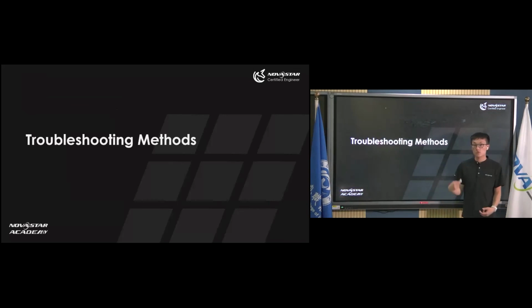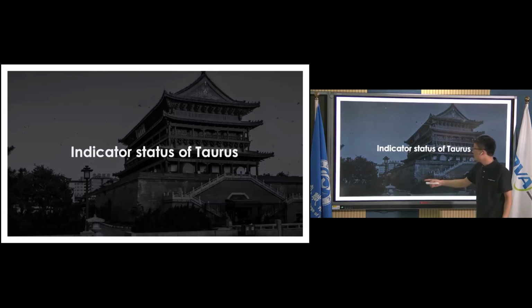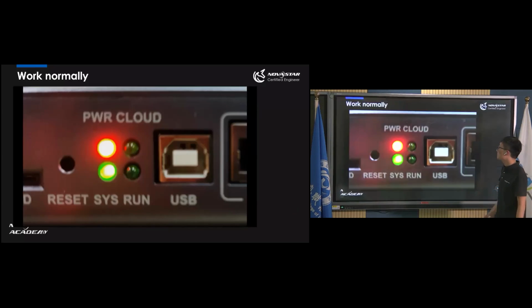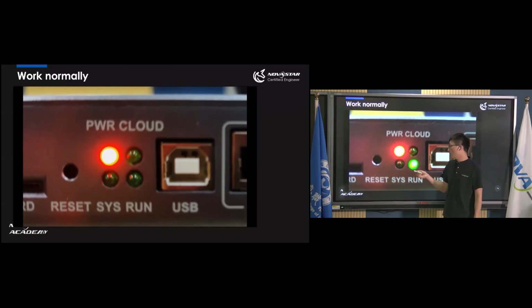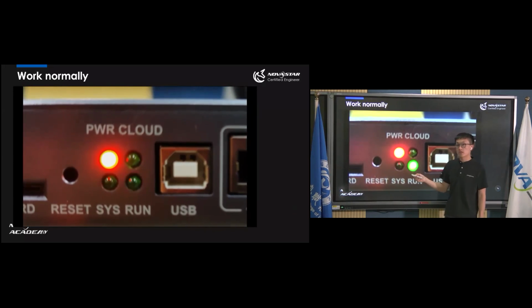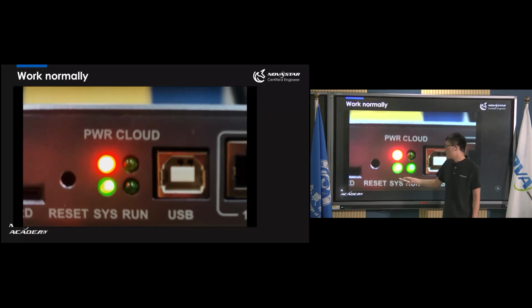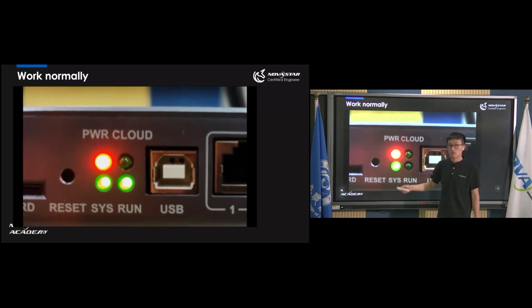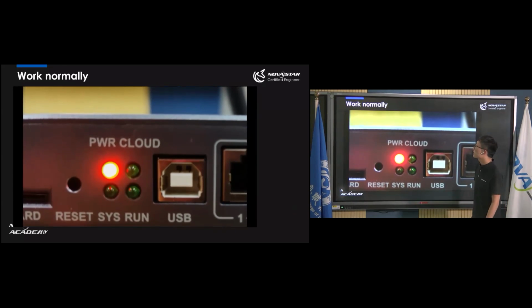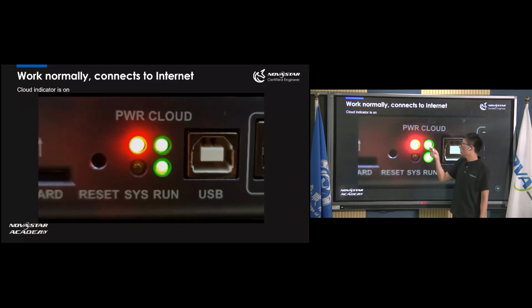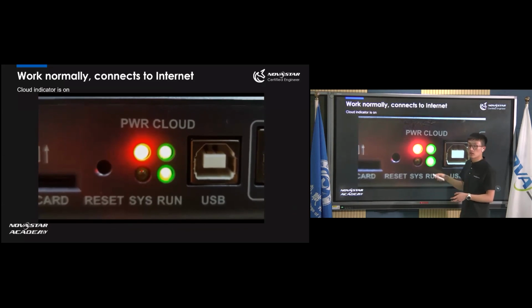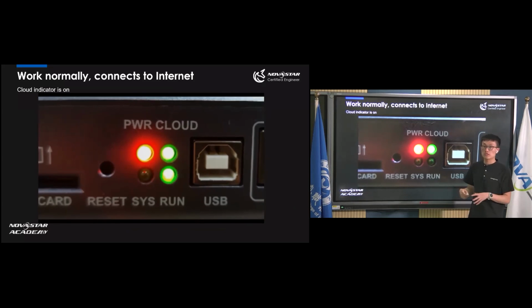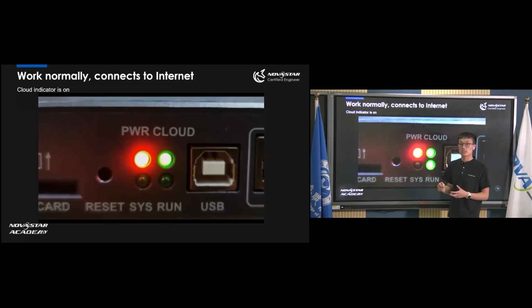in this part, I will do some troubleshooting for you. The indicator status of Taurus. Okay, from this video, you can see that the running indicator blinks 1 time per second, and the power light is still on. This is normal. And the cloud light is on all the time. It shows that the system is online. It means that your Taurus box is online.